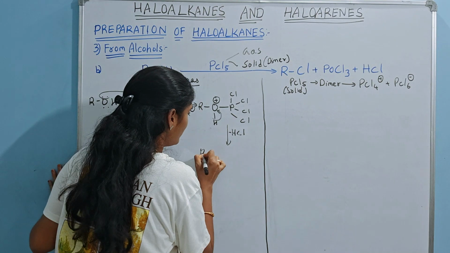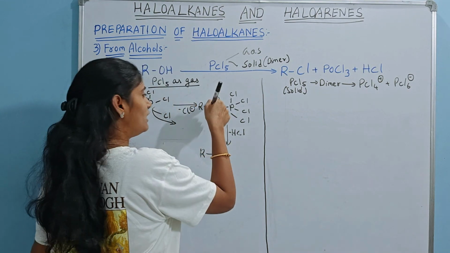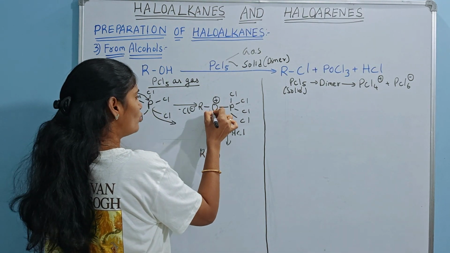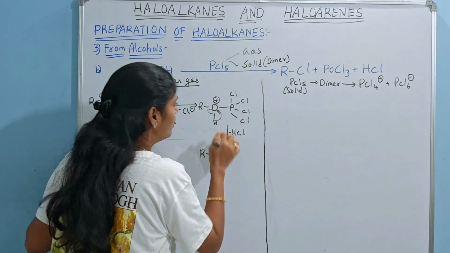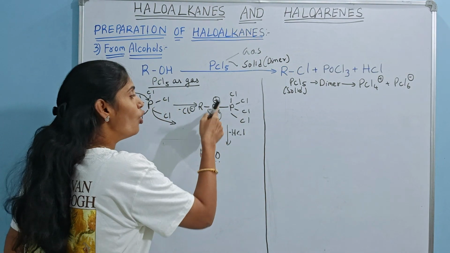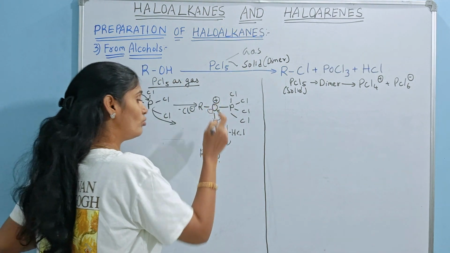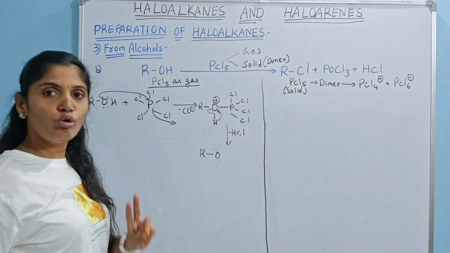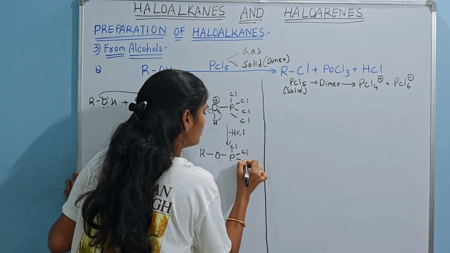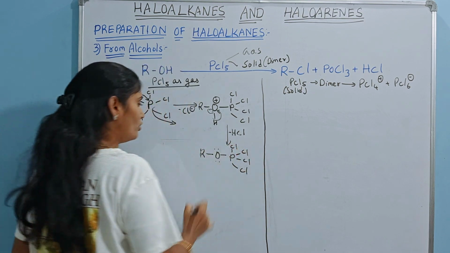Now what did I get? R, oxygen has taken back its pair of electrons. Here it still had this other lone pair. If you want, you can show it; if not, it's fine. This lone pair is still there. Oxygen has taken the shared pair of electrons, so it is back with its two lone pairs of electrons. Now phosphorus is there with 4 chlorine atoms.